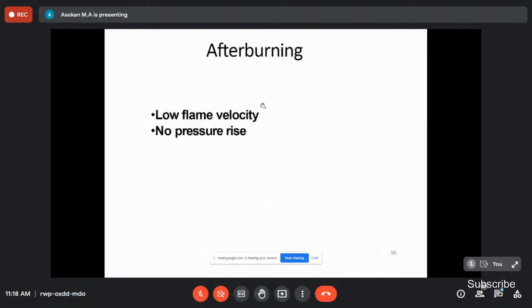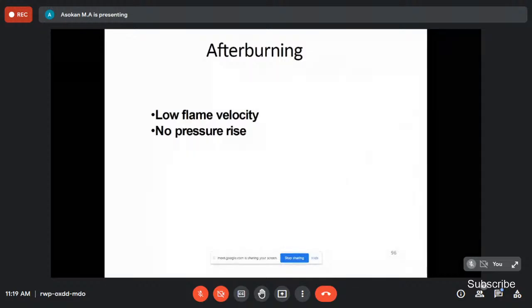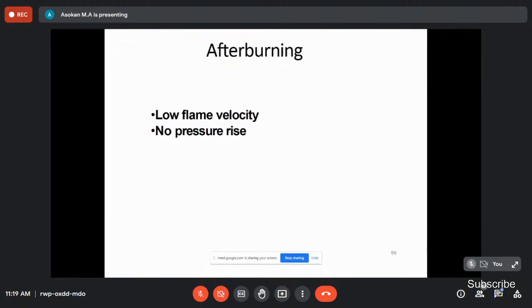So then finally, the after-burning stage. In the after-burning stage, I told you the flame velocity is low, right? The flame velocity decreases because there is no fuel available at the end. There is no further pressure rise because the expansion stroke starts. That's why after burning, the flame velocity goes down.